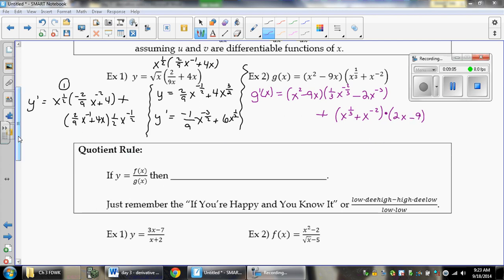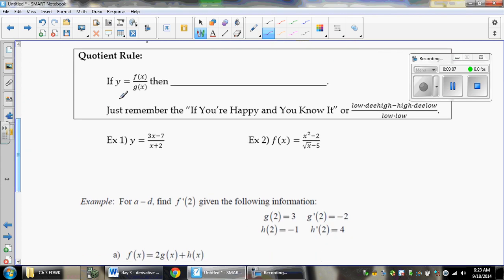All right, now we're going to come down here to the quotient rule. If you're dividing, again, you can't just take derivatives and then divide. That's not how it works. When you divide, the derivative dy dx is the bottom times the derivative of the top minus the top times the derivative of the bottom all over the bottom squared.